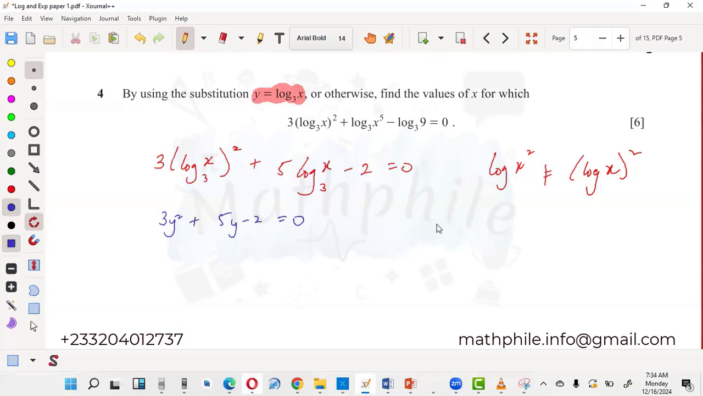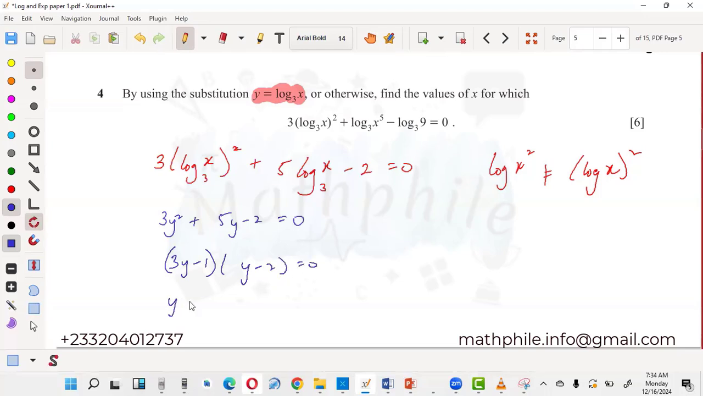Then 1 over 3 and minus 2. Okay, so 3y minus 1, so y equals 1 over 3 and y equals minus 2. Okay, so from here, we should be able to do something about it. I think you should be able to continue.